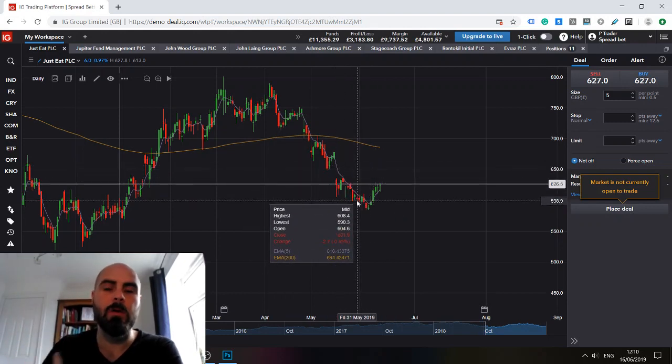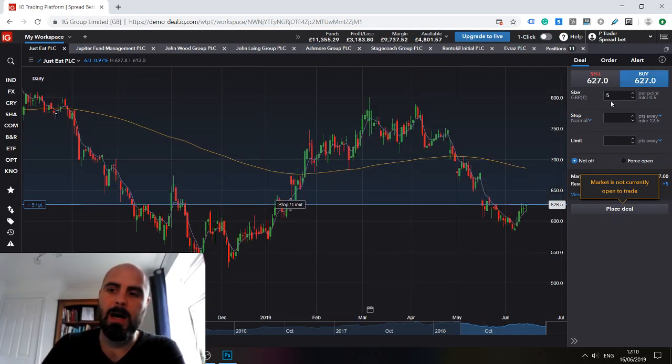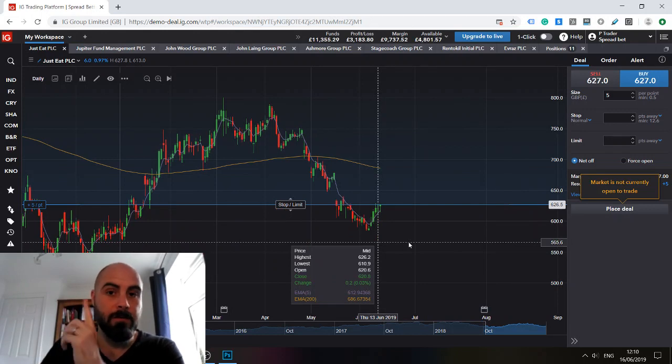So in this case, let's say we want to go long here. We think the share price is going to rise. That means we would be buying a position in Just Eat at 627. So you'd be buying. Okay. So now what you want to do in the first part of this is make sure that your loss on this position does not exceed £100.